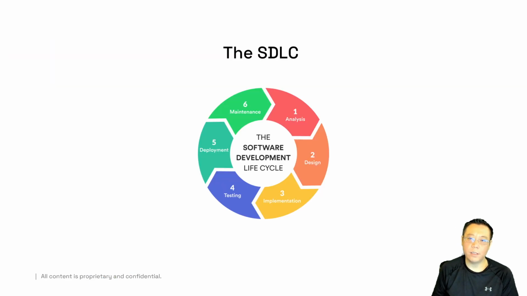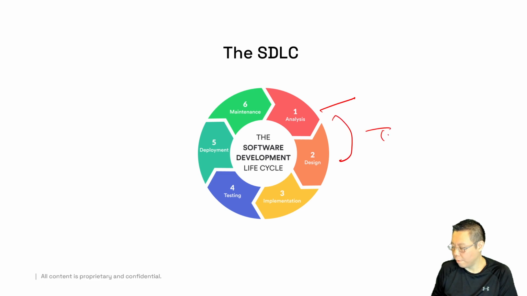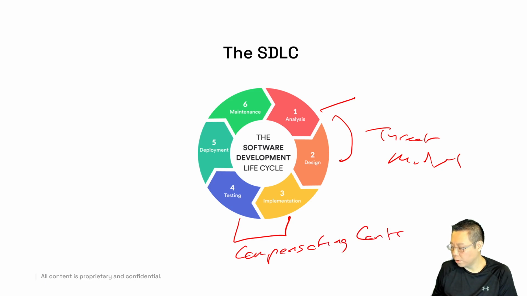Now let's go back to SDLC, the Software Development Lifecycle. You have 6 different phases. How do you bake security into each phase? Well, you have analysis, which you could do for design right here, where you could have threat modeling. You could have compensating controls, such as firewalls and IPSs. You could have penetration testing.